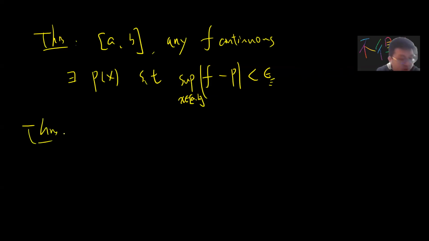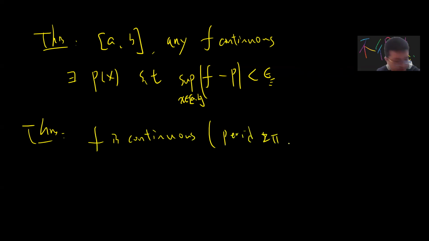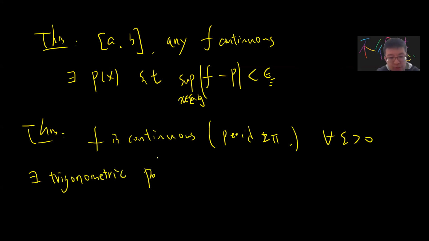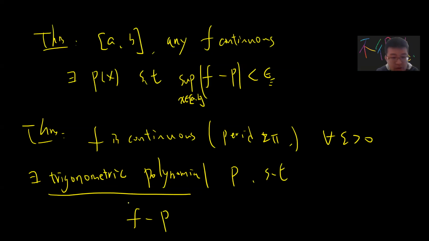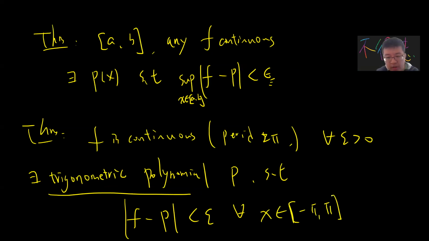Okay, so there's a theorem that says that if f is continuous with period 2 pi, and for epsilon greater than 0, there is a trigonometric polynomial. Trigonometric polynomial means the summation of sine and cosine, which is just what we defined, p, such that |f(x) minus p(x)| is less than epsilon for all x belonging to [negative pi, pi].